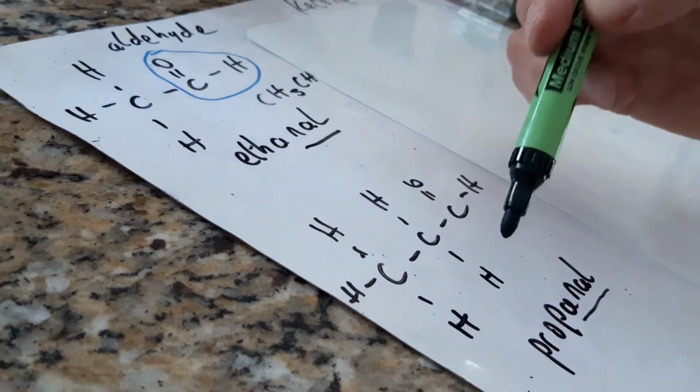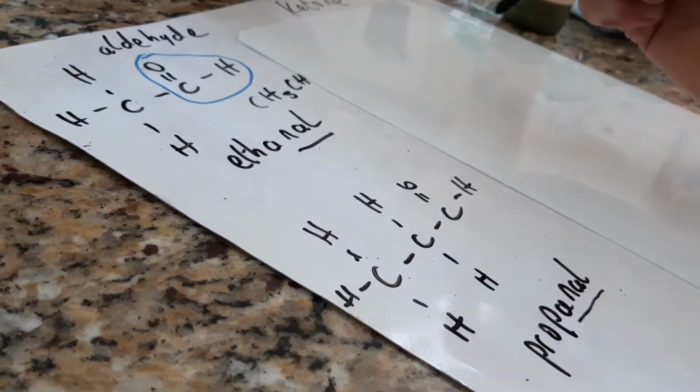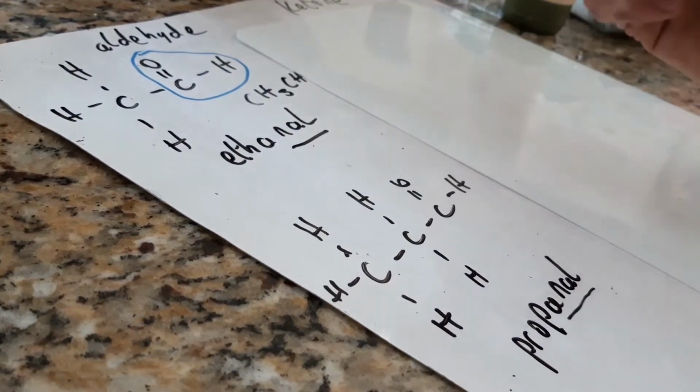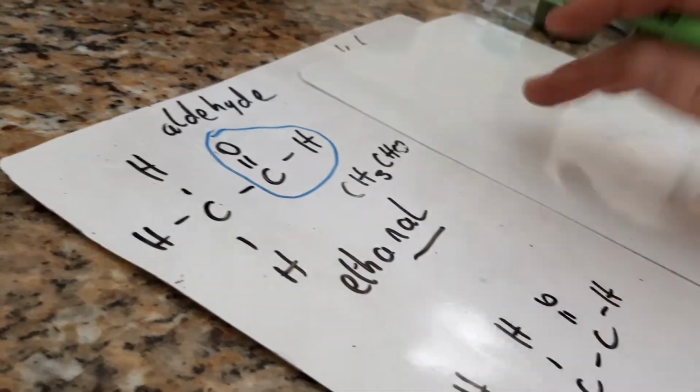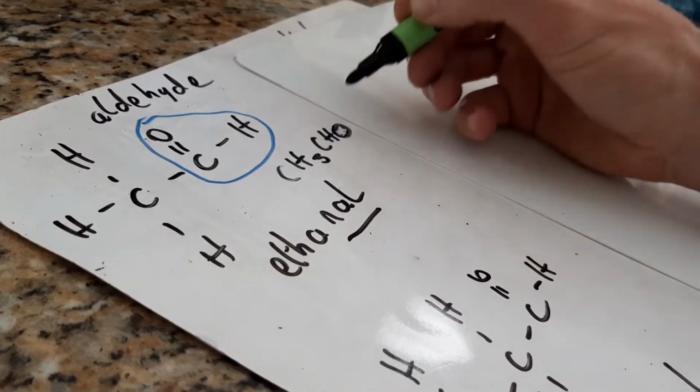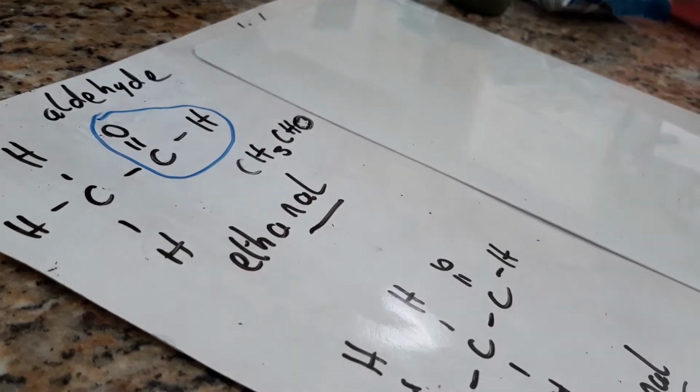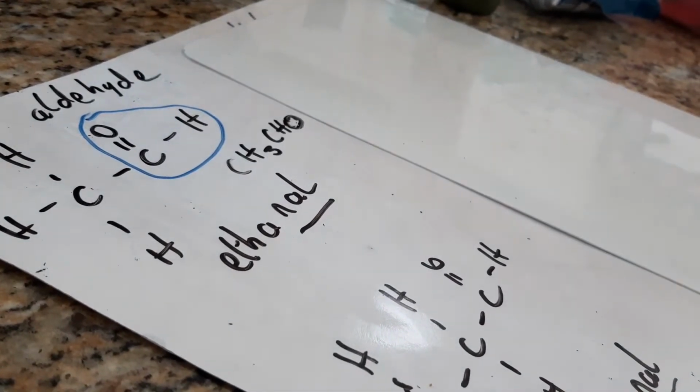Meth, eth, prop, but, pent, hex, like that, okay? So methanol, ethanol, propanol, and they have this functional group here, CHO, okay? It's very important that it's written like that, CHO, so that you don't confuse it with alcohols, which would be COH, if that makes sense, okay?